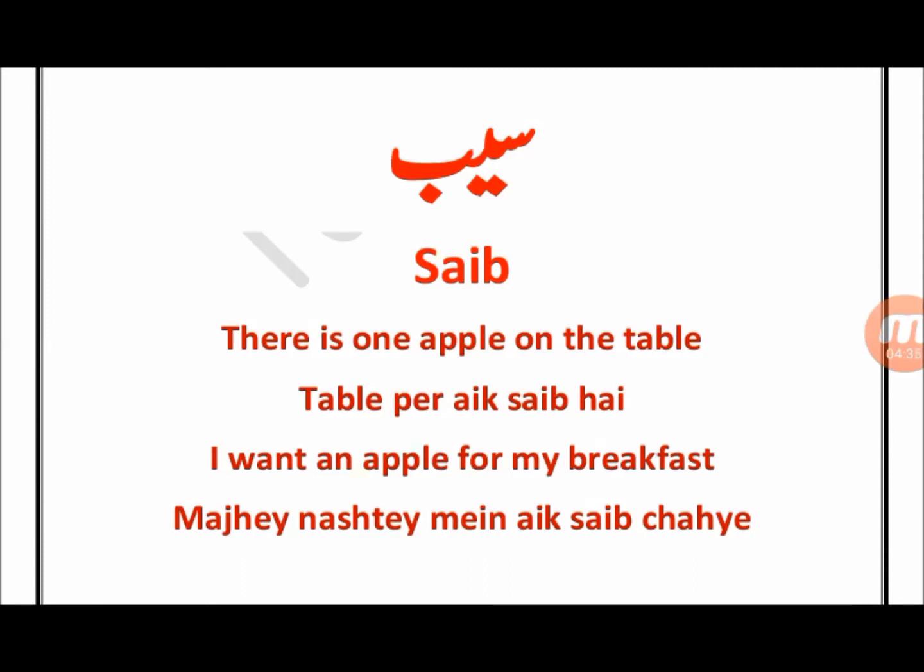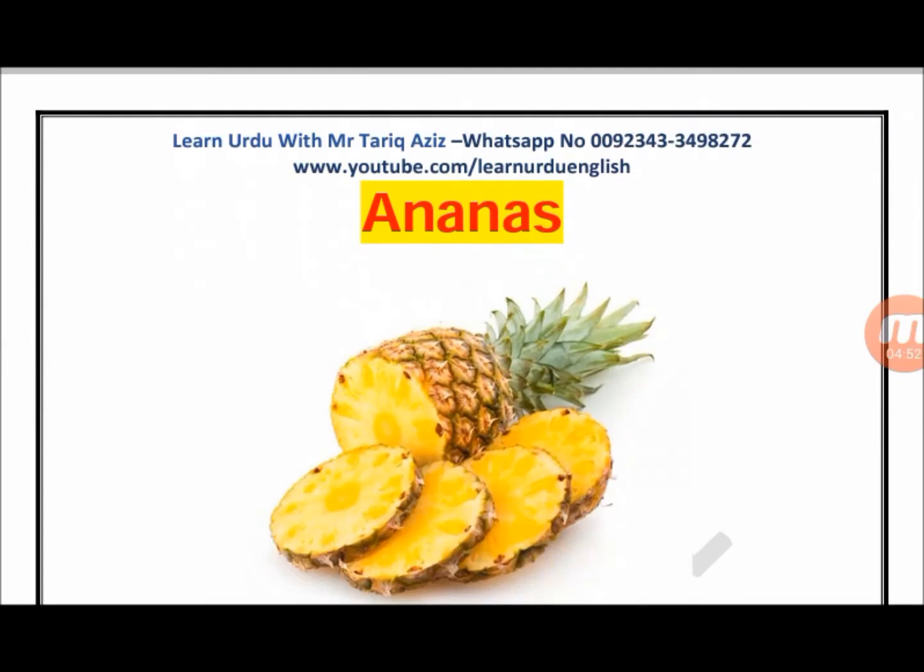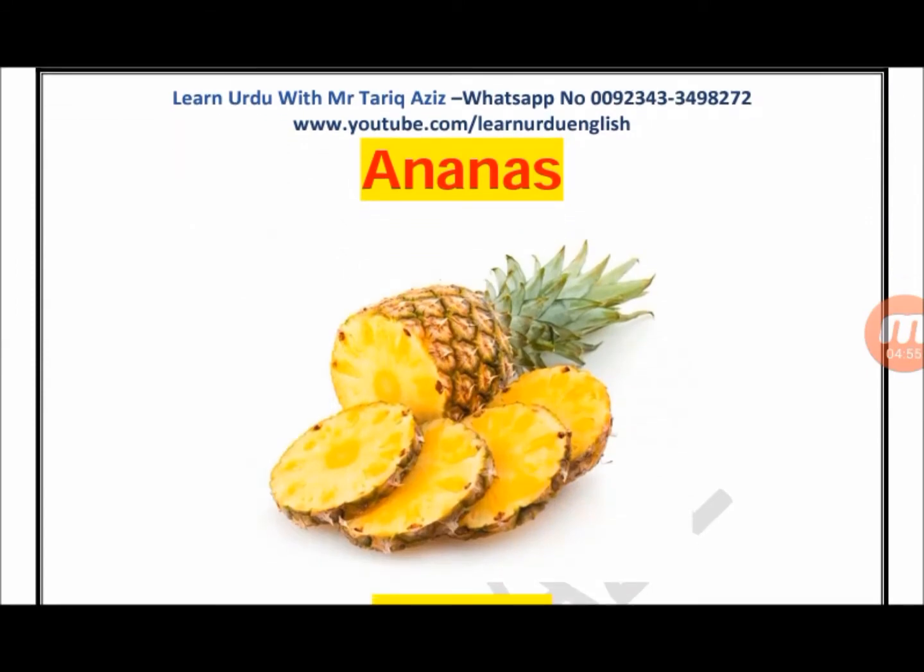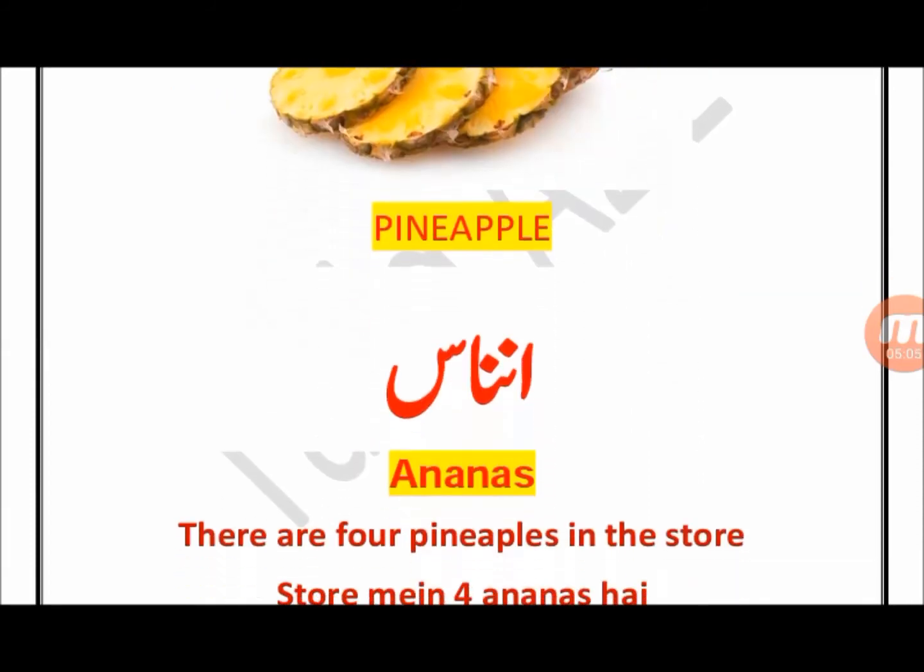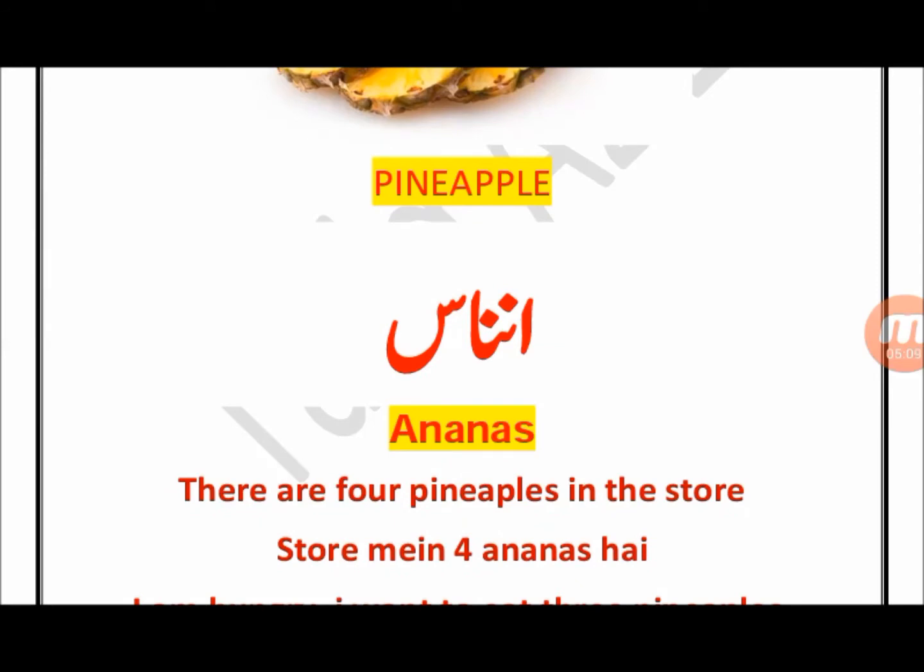Repeat after me. मुझे नाश्ते में एक सेब चाहिए. First one, kela, kela. Second one, seb. And now the third one, ananas. It's hard to pronounce, but you have to try. Let me show you in Urdu. How can we write in Urdu? Ananas. It means pineapple. Repeat after me. Ananas.